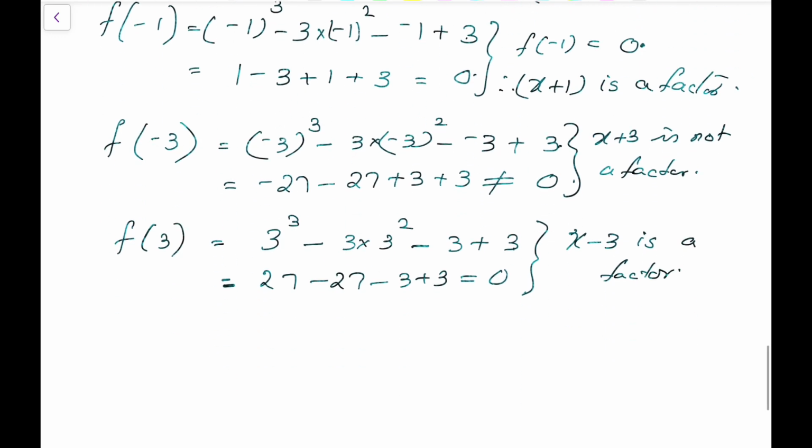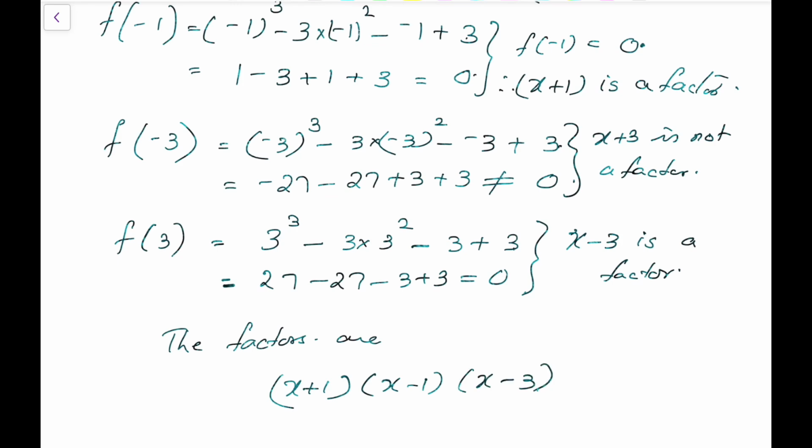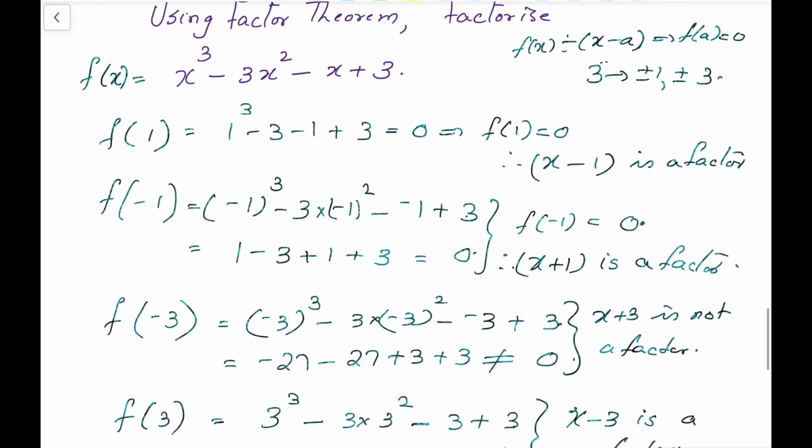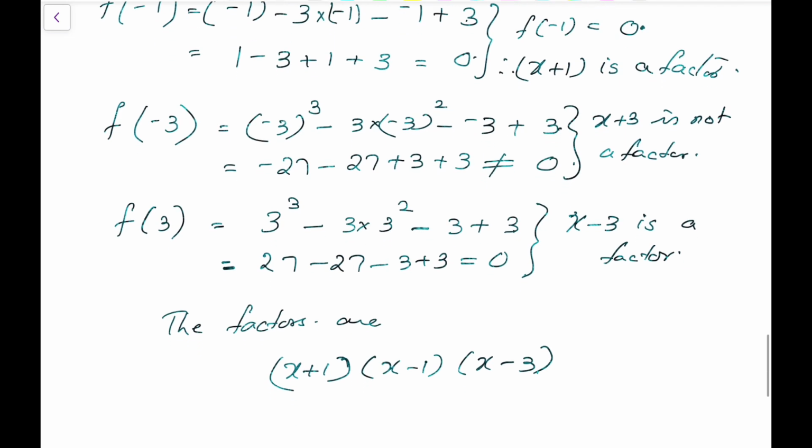So the factors are x plus 1, x minus 1 and x minus 3. If you multiply all the 3 factors, then you will get the polynomial x cube minus 3x squared minus x plus 3. So this is the answer.